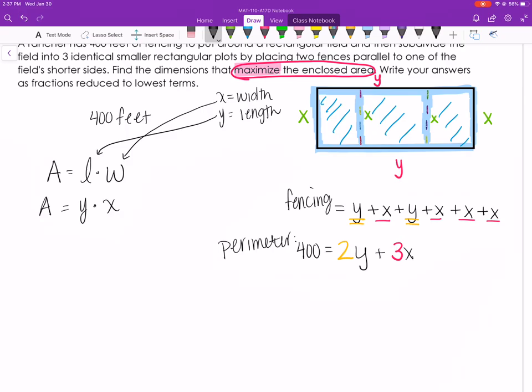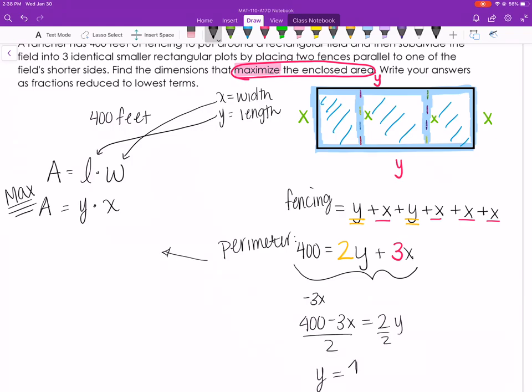I have two variables and two equations. So if you think back to your substitution, I want to take this perimeter thing, solve for one variable, and then plug it in over there to the actual equation that I'm finding the vertex of. Because remember, the one on the left is the one I'm maximizing. So that's the one I need to find the vertex of, not the perimeter on the right. So over here, I'm going to solve for y. So minus 3x to both sides. And then divide by 2. So y is 400 minus 3x divided by 2.